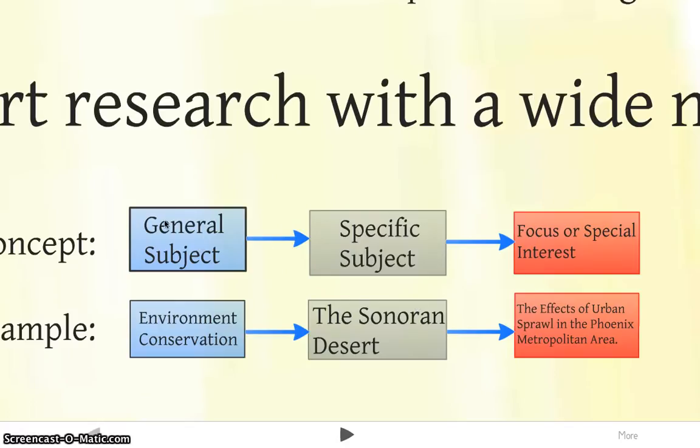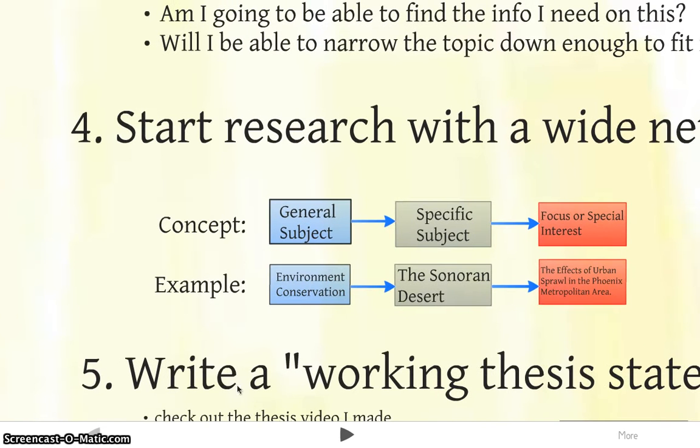You start with the general subject, like environment conservation. Then you get a little bit more specific. Okay, which environment? The Sonoran Desert. Good. And then the focus or the special interest. What is my point going to be? Well, the effects of urban sprawl in the Phoenix metropolitan area would be an example of a topic that concerns environment conservation within the Sonoran Desert. So that's just an example of how to do that.